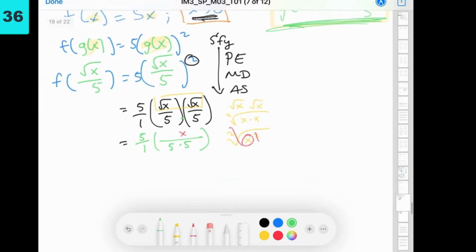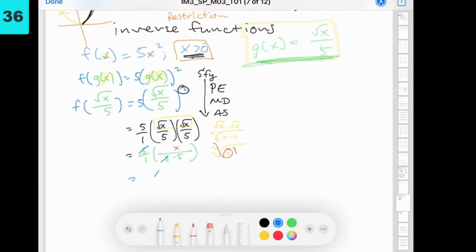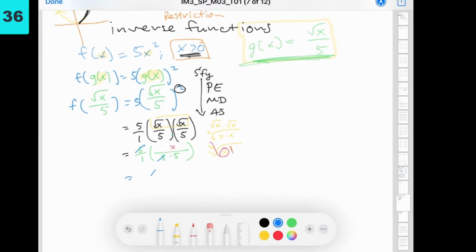Why do you think? Well, my 5's cancel and you're left with... I think we messed up somewhere. I messed up somewhere. Let's take a look. Square root of x over 5. It's not my fault. It's the textbook's fault.